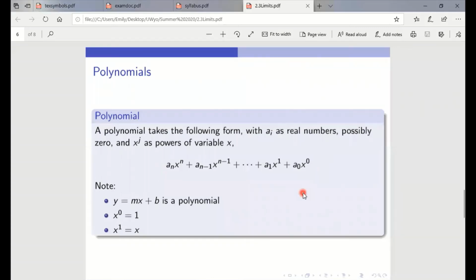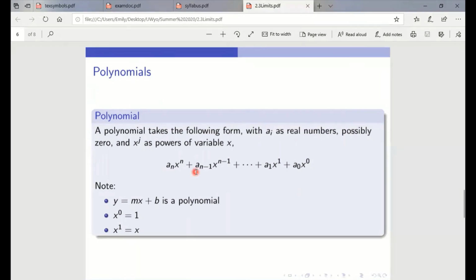So I have a sub n times x to the power n, plus a sub n minus 1 times x to the power n minus 1, and so on, plus a sub 1 times x to the power 1, plus a sub 0 times x to the power 0. So this is a lot of information to take in, and it might not seem very useful to you, but we're going to see some examples, and hopefully those will get you going in the right direction. But I've got a few notes for you.